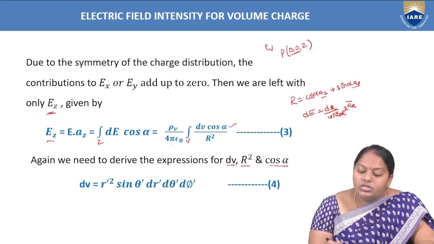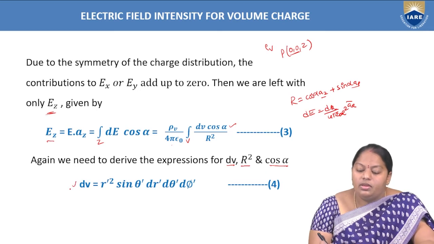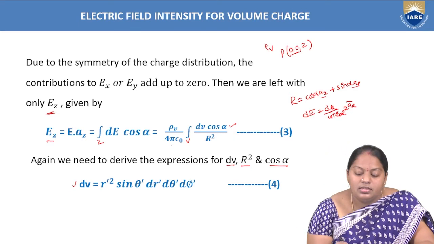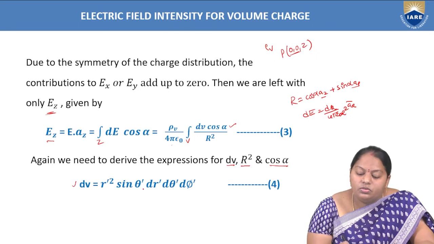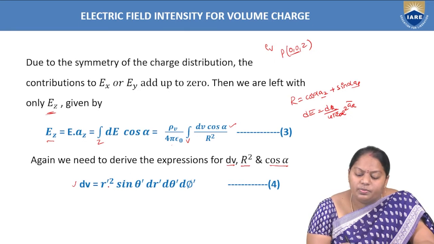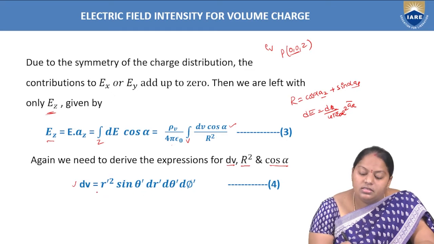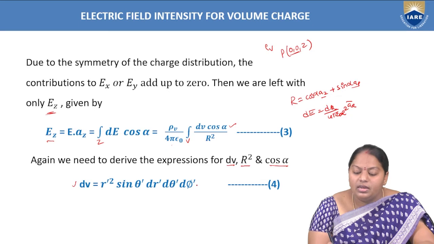So to write the equations for dv, r square and cos alpha, as we know, the formula for the differential volume component in the spherical region is r square sine theta dr d theta d phi. For differentiation purposes we use the variables r dash, theta dash and phi dash. Hence dv equal to r dash square sine theta dash dr dash d theta dash d phi dash. So this is the formula for dv.